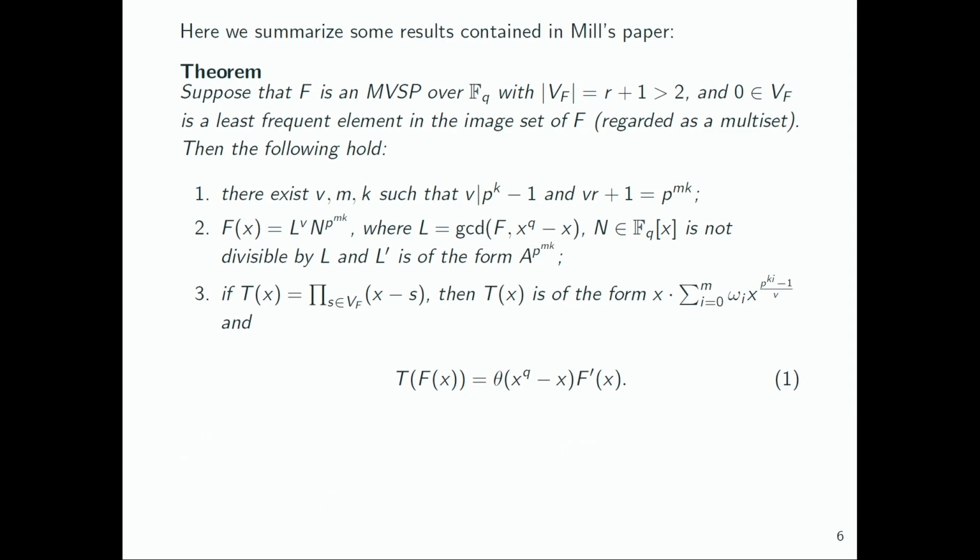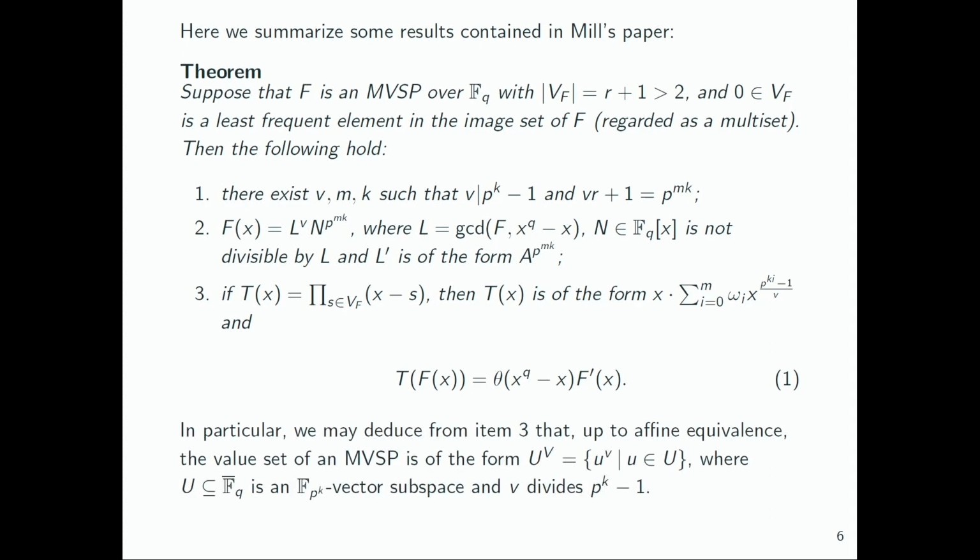And the important thing here is the information on the value set itself. If you take T(x), the vanishing polynomial of the value set, it has this form, right? So it's close to a linearized polynomial if you take a composition. And the most important thing, in my opinion, is this functional equation it gives. If you take the vanishing polynomial of the value set and compose with F, you get a constant theta times x to the q minus x times the derivative of F.